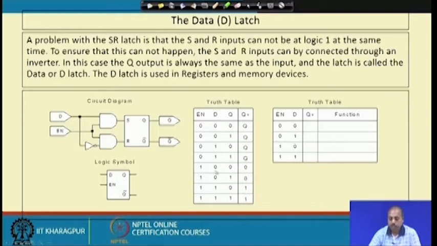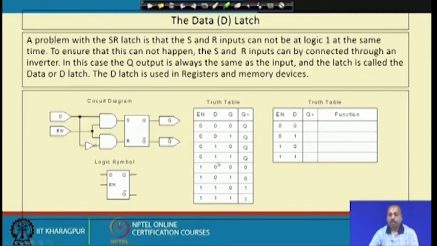It copies the D value, otherwise if the enable is low, it is remembering the previous value of Q, but if the enable is high, it is copying the current D value to the Q value. So, it is going like this.